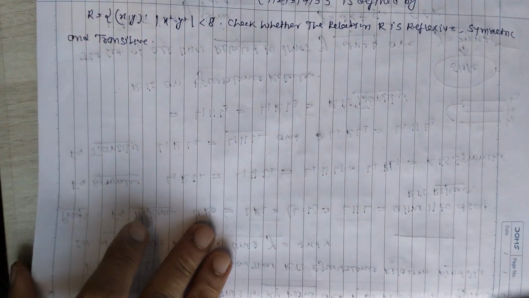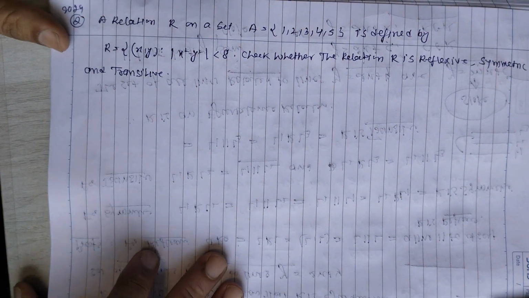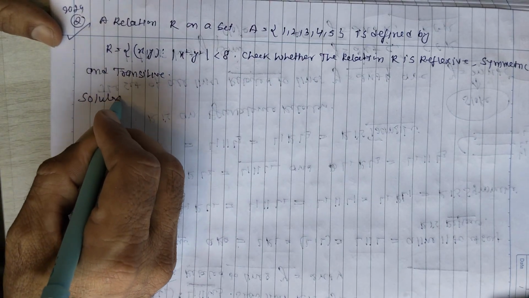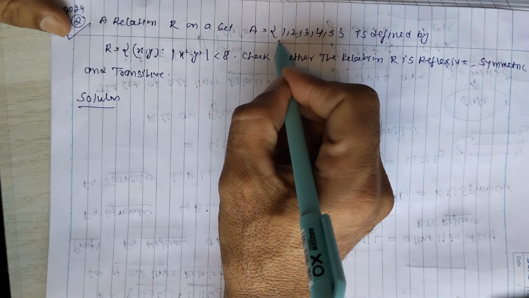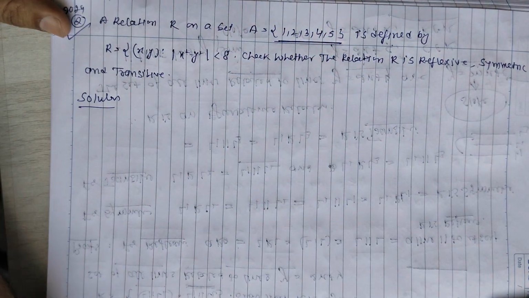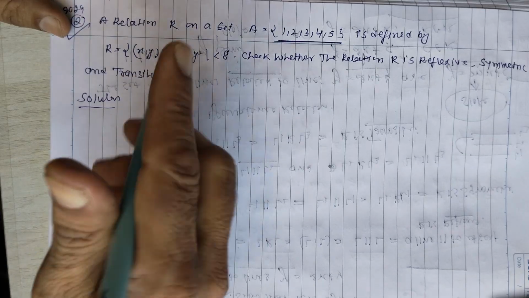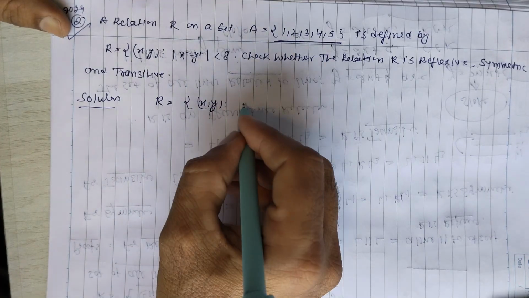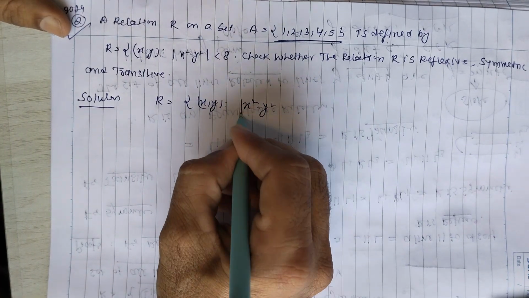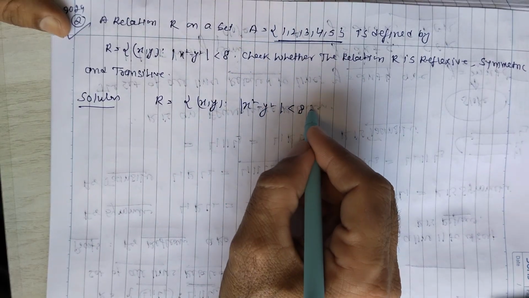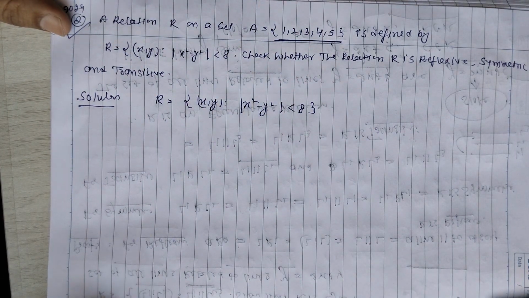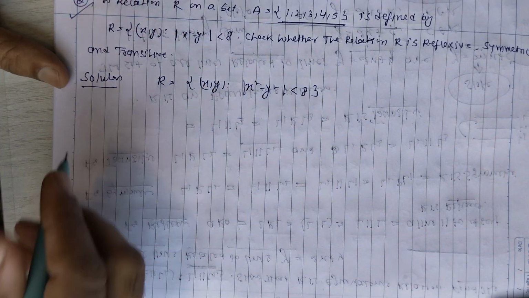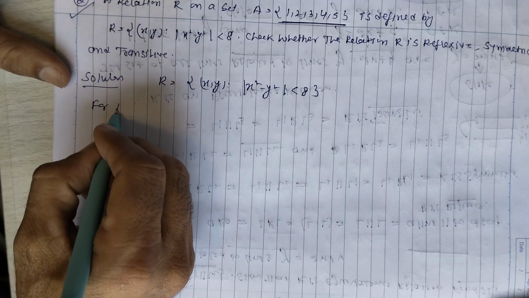One more question. A relation, 2024. A relation on the set 1, 2, 3, 4, 5 is defined by R, the set of ordered pairs x, y such that mod of x square minus y square is less than 8. Check whether the relation is reflexive, symmetric and transitive. Very interesting question. So we start.